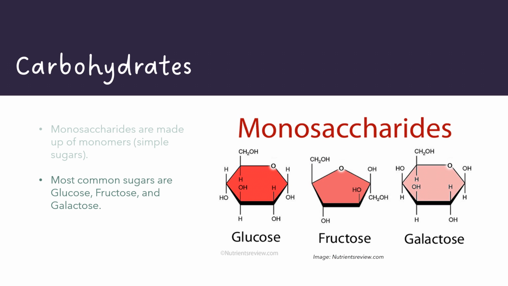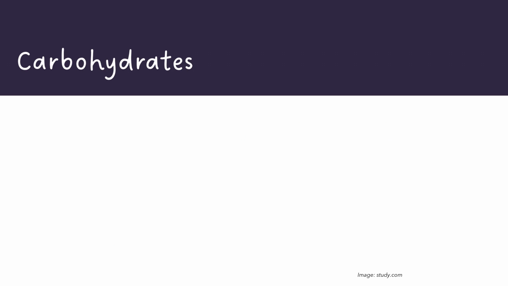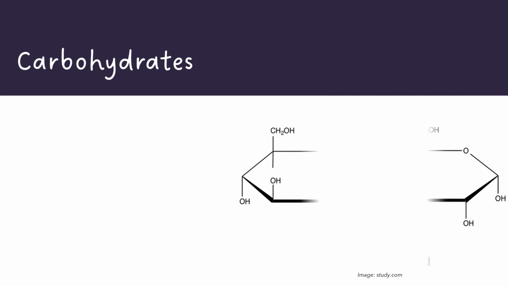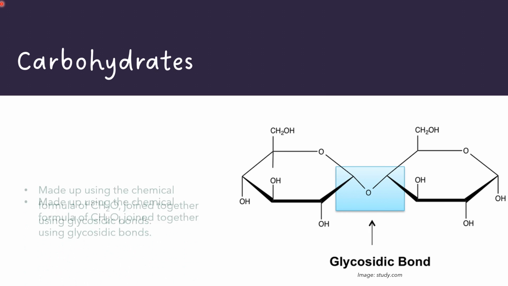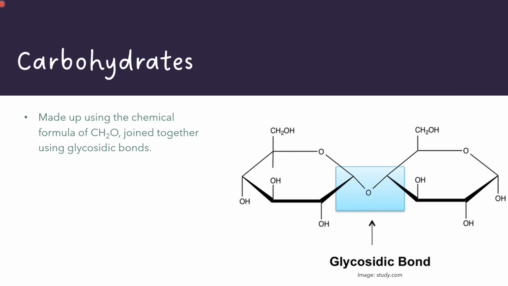As you can see by the diagram, the monomers use the same carbon, hydrogen, and oxygen. However, they are slightly different to make them unique. These can be joined together to make disaccharides. These monomers are joined together using a glycosidic bond. Once the bond is together, this is when a monosaccharide becomes a disaccharide.